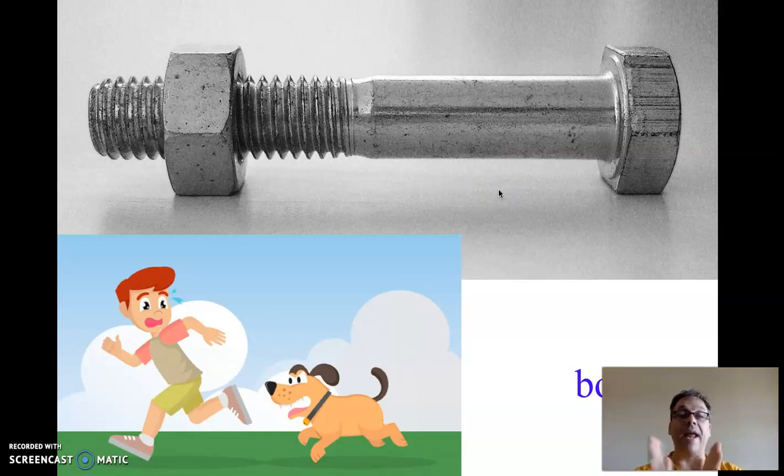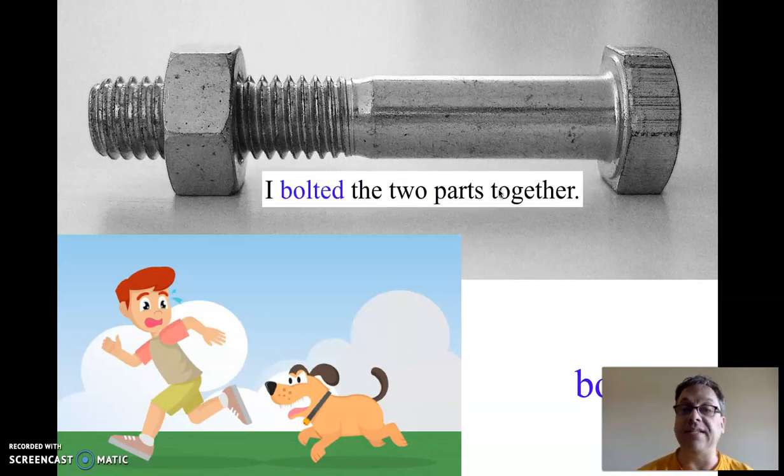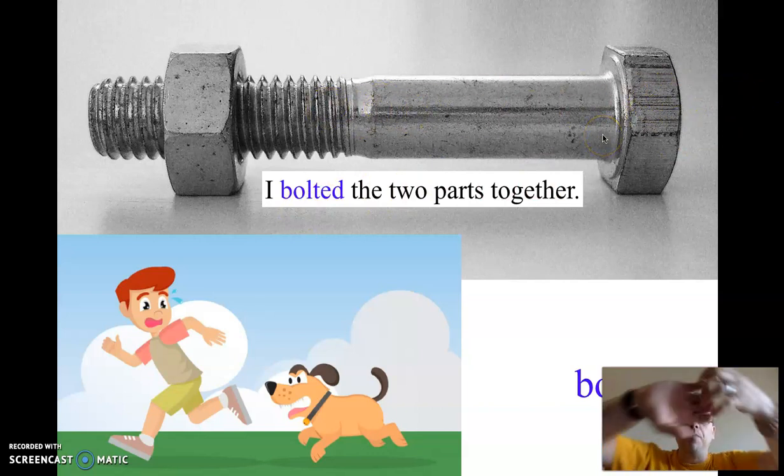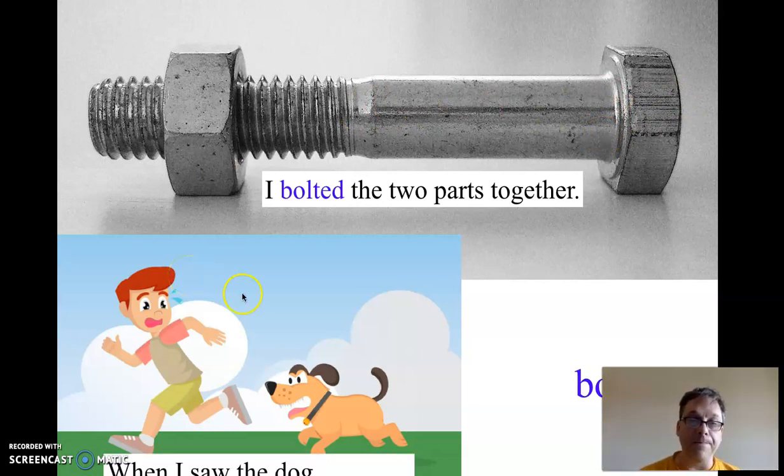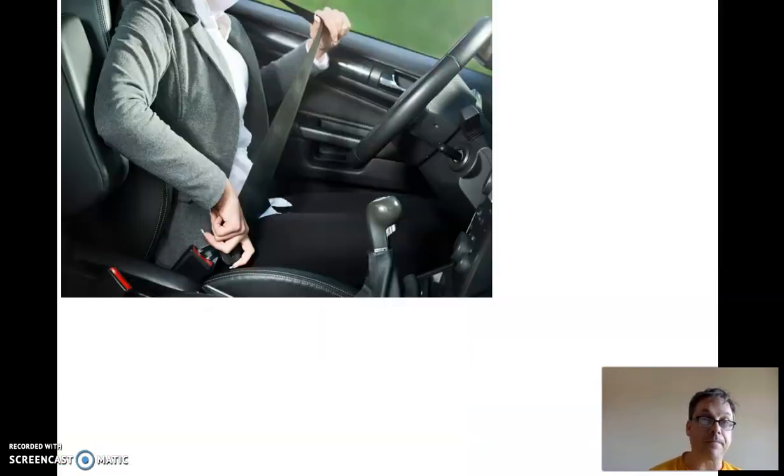So different from an antonym. Bolt, I bolted the two parts together, right? So this is the verb for what I'm doing with this thing, the noun bolt, okay? So it means to connect them. I connected the two parts. Well, the boy here, when I saw the dog, I bolted. What is he doing? He's running away. So here, bolted means to run or to run away. Okay, bolt, two different meanings. And both of these are verbs. Try another one.